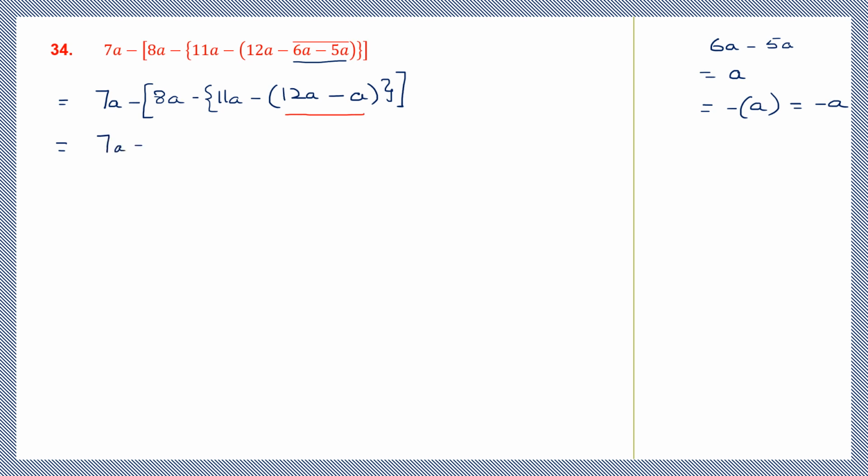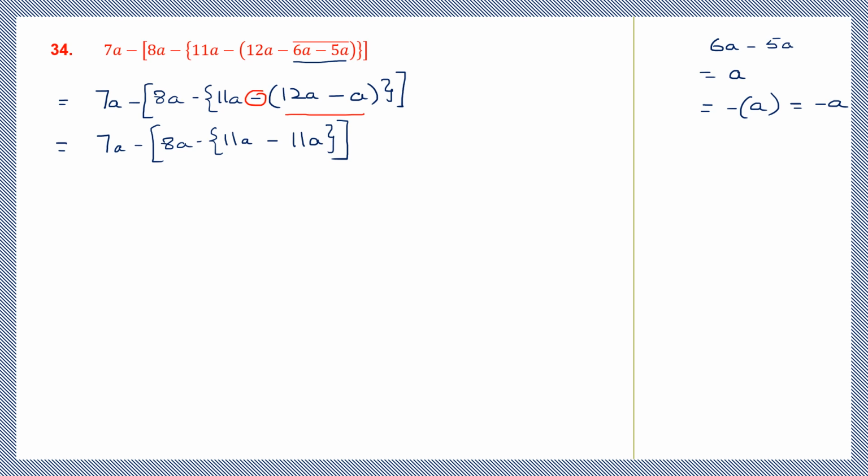7a minus square bracket 8a minus curly bracket 11a. Now 12a minus a is 11a. But before the bracket we have a minus sign. So 11a will now become minus 11a. So we've removed the common bracket, put back the curly bracket and the square bracket.